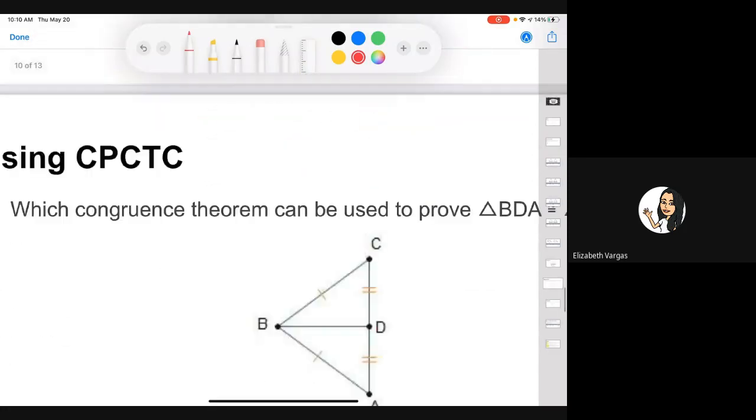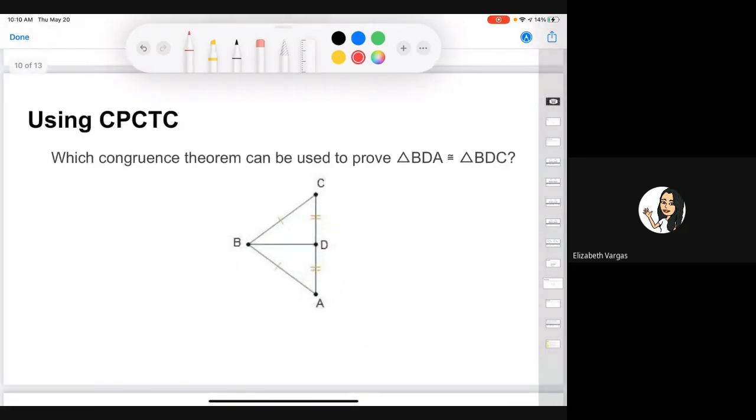Okay, so basically what you should be able to do now is determine what theorem you can use to prove these two triangles congruent. So here's another one. What congruence theorem can be used to prove that triangle BDA and BDC is congruent? Well, let's see what I'm given. I'm given that I have a side which is congruent. In my diagram, I'm given that this side is congruent in this diagram. And even though it's not stated, what I know is that this side is also congruent. What I notice here is that I have three sides which are congruent, so that should recall my side, side, side theorem. And so basically my side, side, side theorem can tell me these two triangles are congruent.